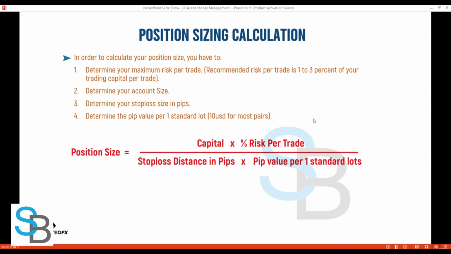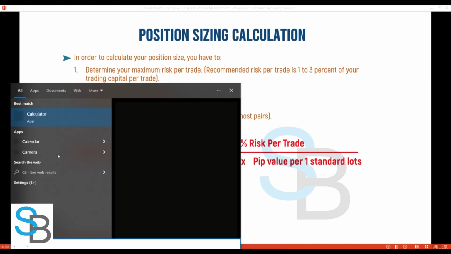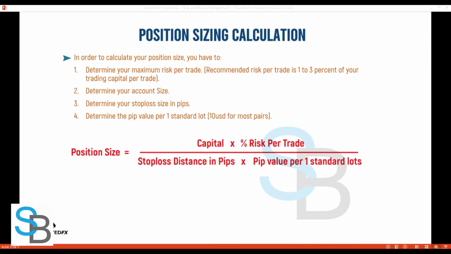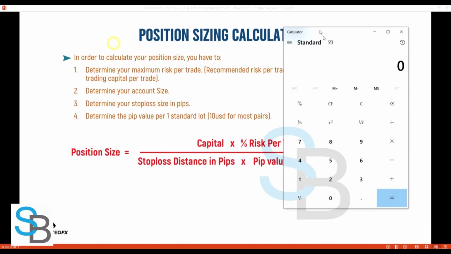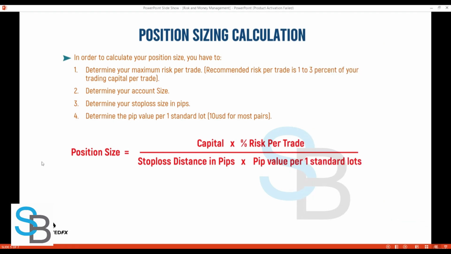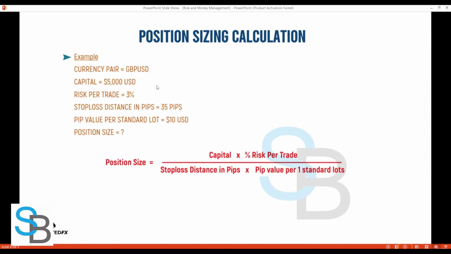Now, this is the formula you have to use to calculate your position size. We have position size equals capital, which is your entire capital, multiplied by the percentage of risk per trade, then divided by the stop loss distance in pips multiplied by the pip value. Okay, so just open my calculator. Okay, we don't need the calculator for now, but you have to know that this is the formula for calculating your position sizing.